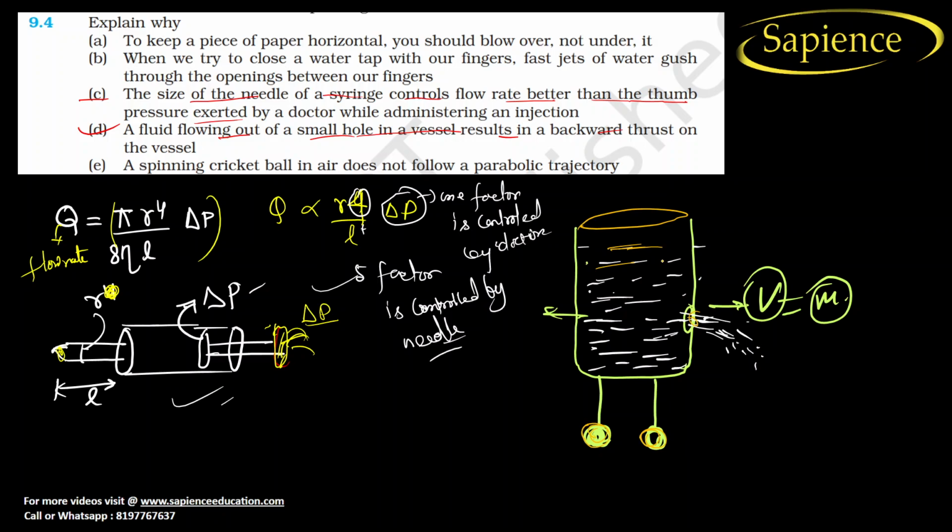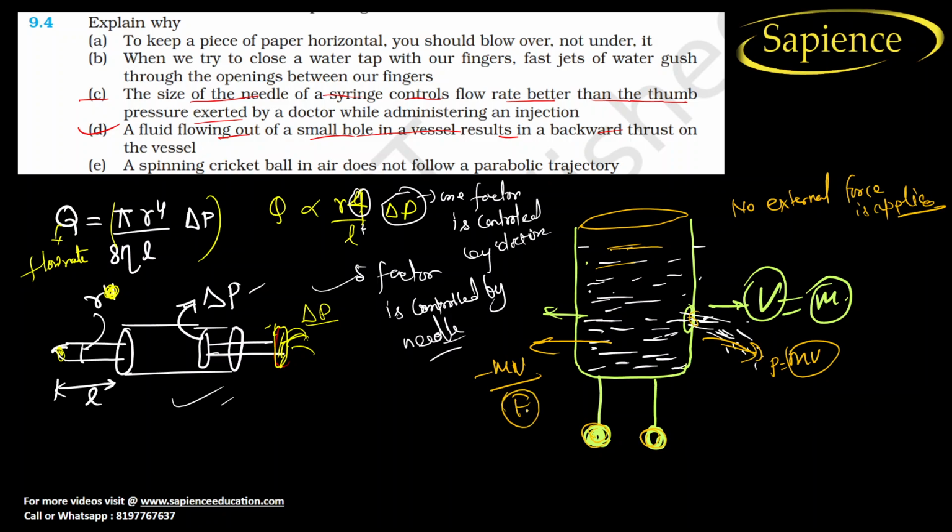So what will happen if no external force is applied here? Water is coming out, so it has a momentum P equal to mv. The net momentum should be 0, so an opposite momentum, minus mv, will act on the vessel. This means that a force will act in this direction. That's why it will move the vessel, or the thrust will be applied here. So back thrust will be applied.